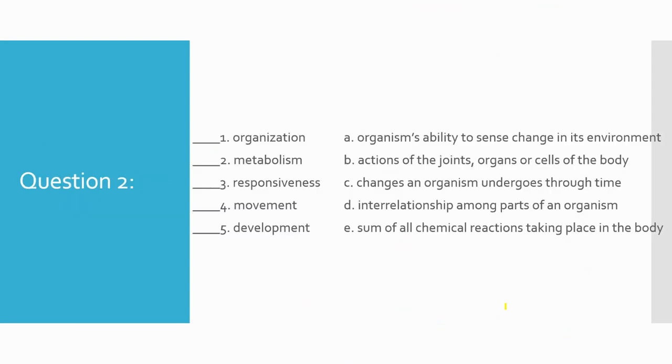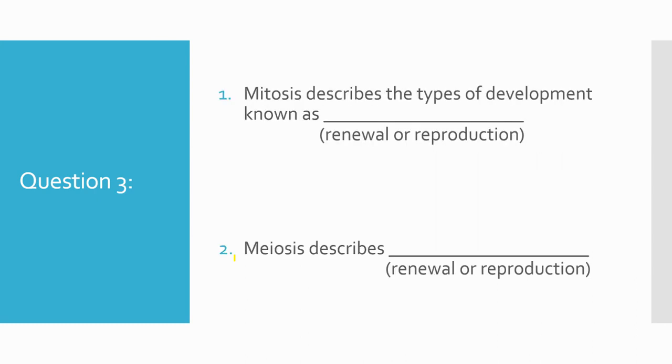And so as a final quick review, let's do our matching. Organization is the idea that we have small to larger parts working together. Metabolism was chemical reactions. Responsiveness is when we respond to our environment. Movement could be at the joints or movement of individual cells or organs. And then development are all the different processes that we go through from zygote all the way to death. So there's our answers to our question, and hopefully we will see you again in video number 2.